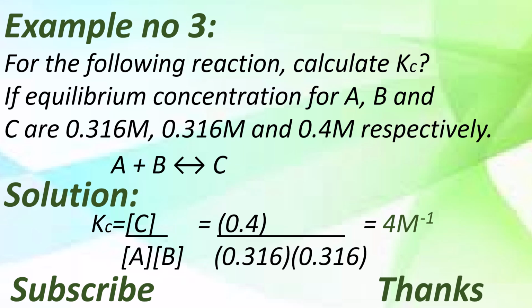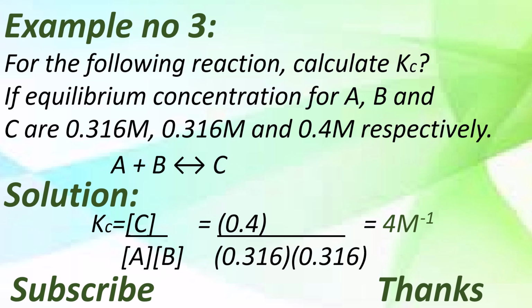Example number 3. For the following reaction, calculate Kc if equilibrium concentrations for A, B and C are 0.316 molar, 0.316 molar and 0.4 molar respectively. A plus B gives us product C. So this is also a reversible reaction. For this reaction, we have to find Kc. As I have discussed in example 2, the case is similar in this example also. Equilibrium concentrations of A, B and C are given. We have to find Kc.